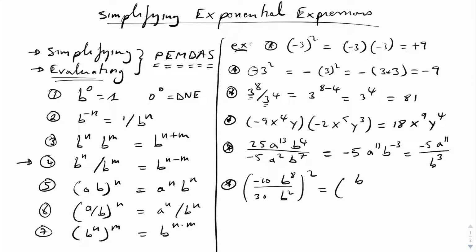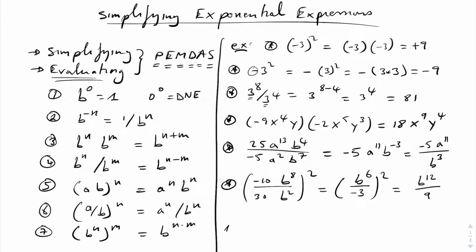So that's going to be -1/3 times b to the power of 6, or you can write it as b to the power of 6 divided by -3. And so then, using rule 6 or 7, you can share the exponent 2 to both of those factors. So you're going to have b to the power of 6 times 2, which is going to be b to the power of 12, and then -3 squared is going to be 9. And so then you'll be done.